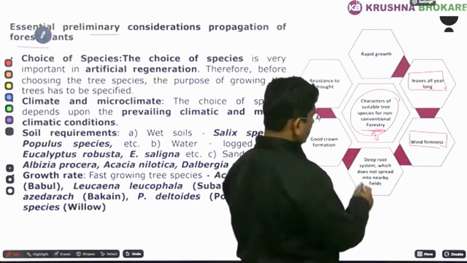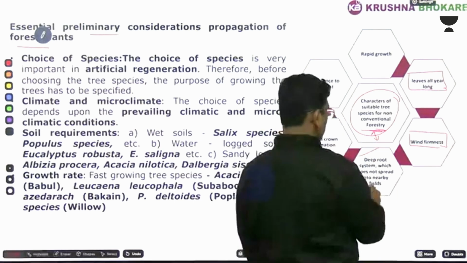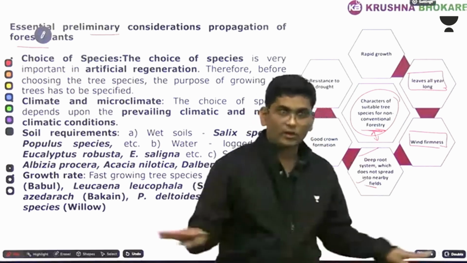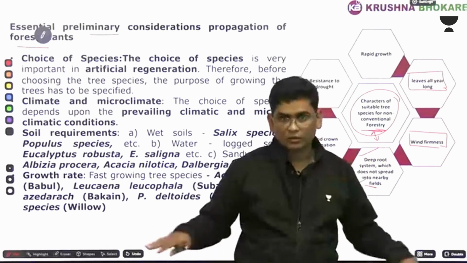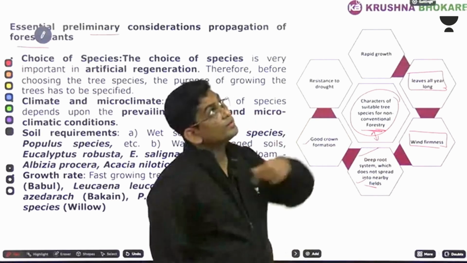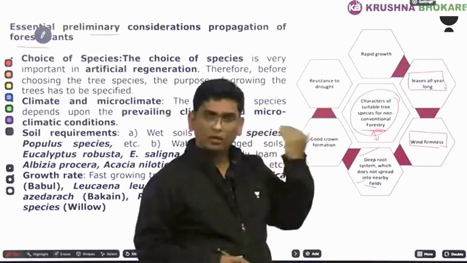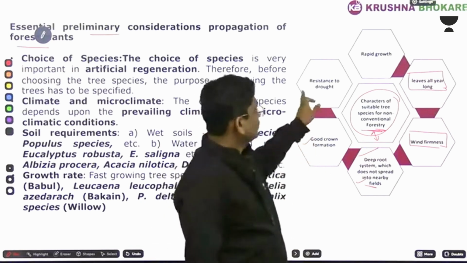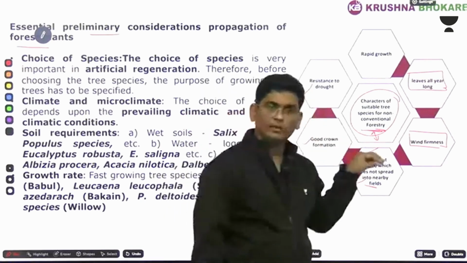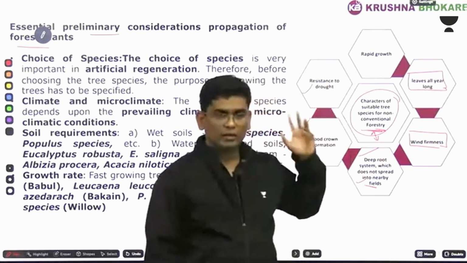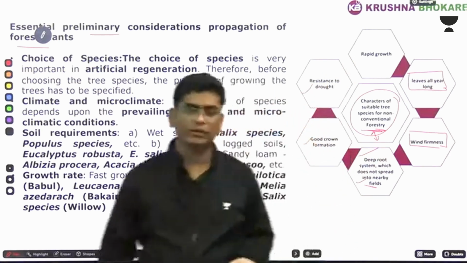Okay. Then deep root system which does not spread into the nearby field, है ना. ज्यादा नहीं होनी चाहिए, deep होनी चाहिए. It should not be horizontal, it should be vertically deep, not horizontally. Then good crown formation. It should not be straight forward. There should be a good crown, so it will provide shelter, shading, है ना. Resistant to the drought. No frequent water application required. Rapid growth. So you can easily harvest either timber, fruit, whatever it may be.